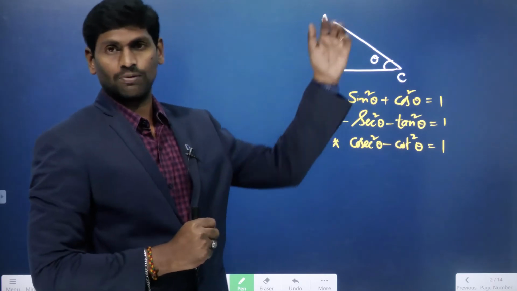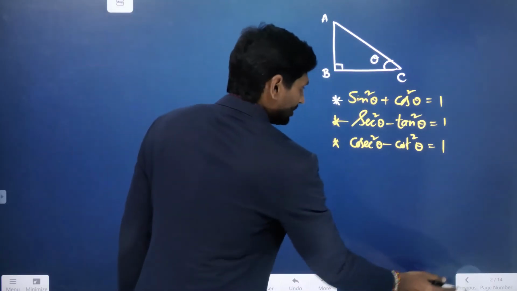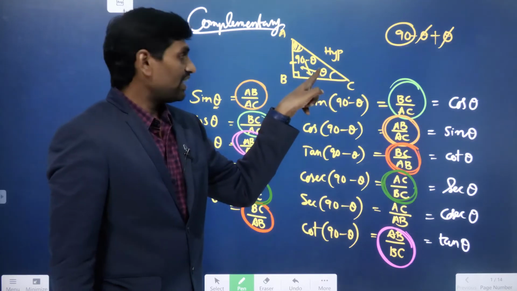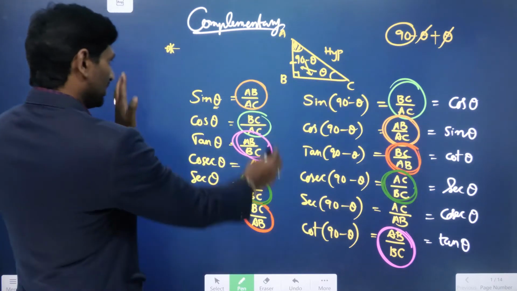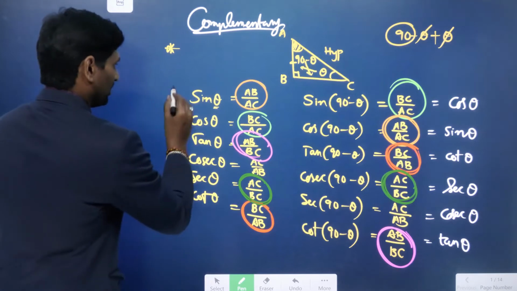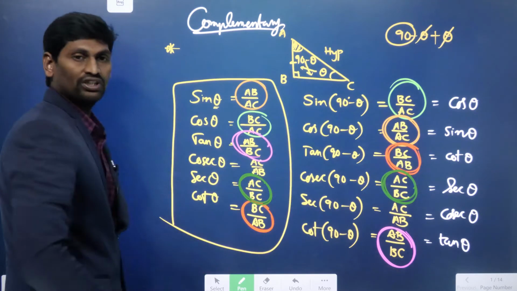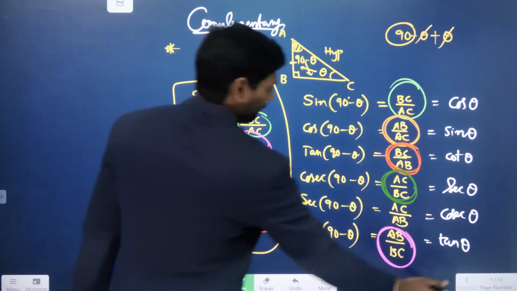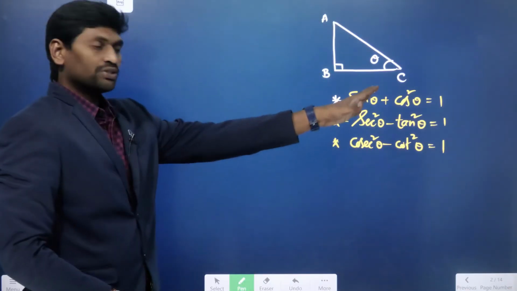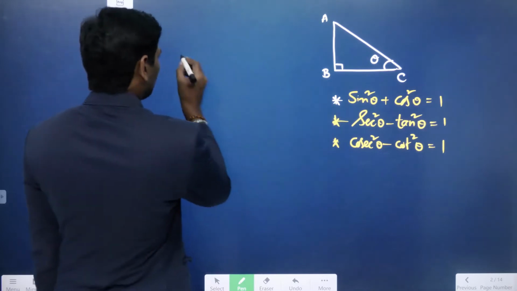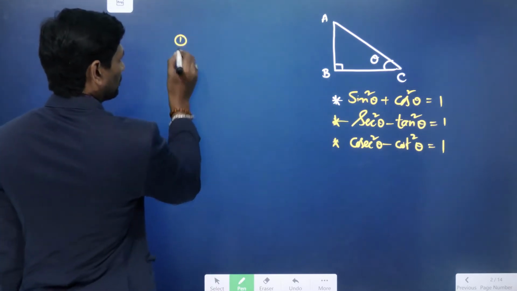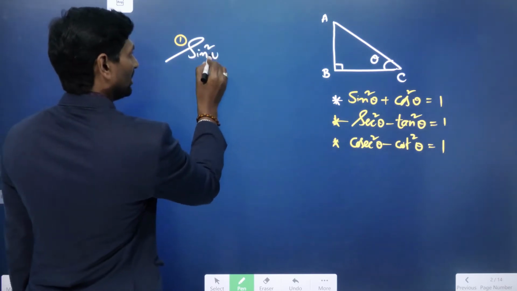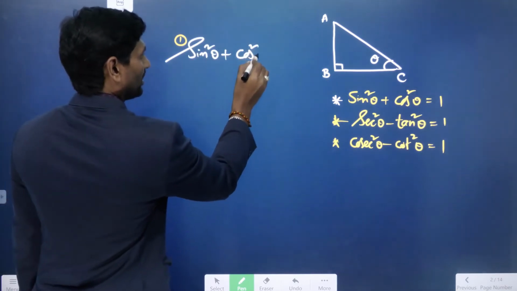Sine means opposite by hypotenuse. Let us see the previous one. Same diagram, I have taken A, B, C, and theta at angle C. These are the ratios we are using to prove this. I am not going to write them again. Let us see the first one: sin square theta plus cos square theta.